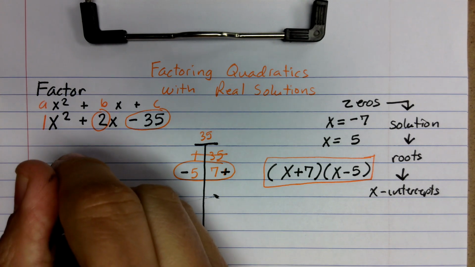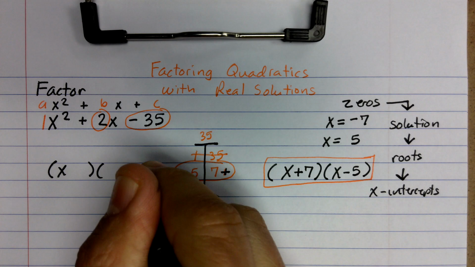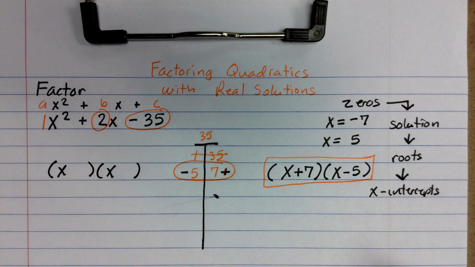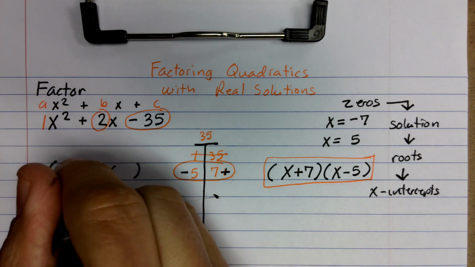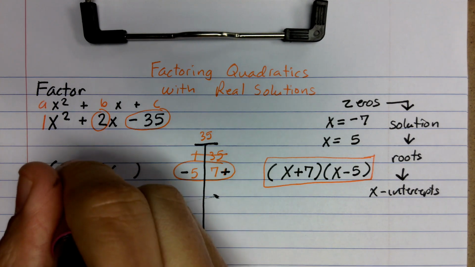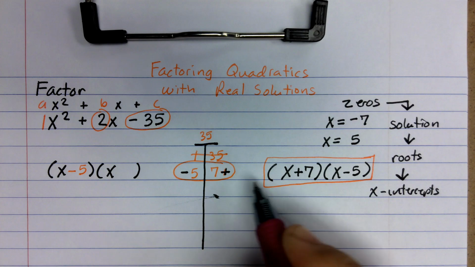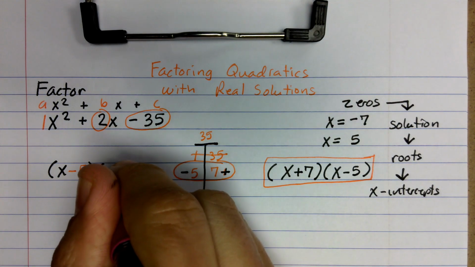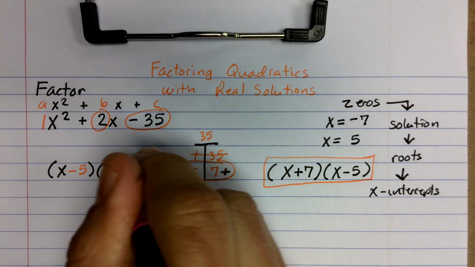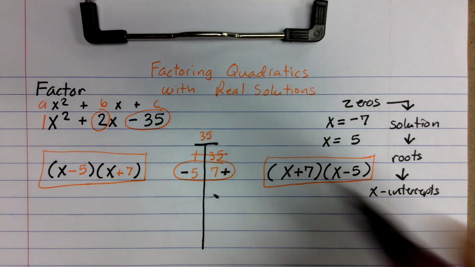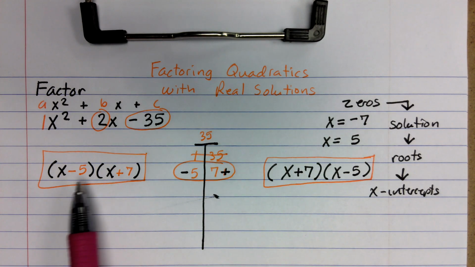My factors are simply going to be x and another x. And I'll always start with the number on the left first. So it'll be x minus 5 and then x plus 7. And I'll box it, and that is my answer. I have found the factors for this quadratic.